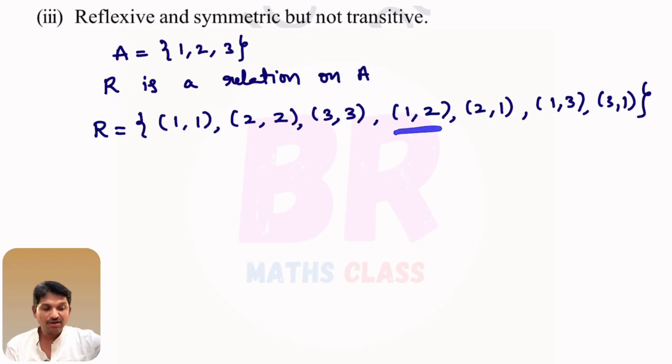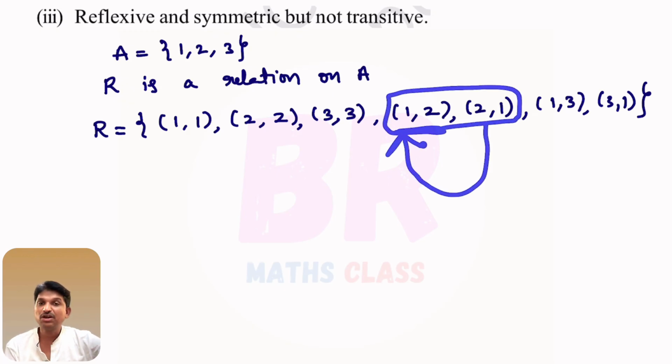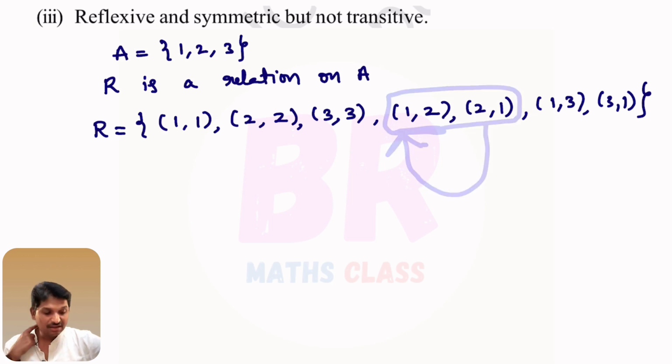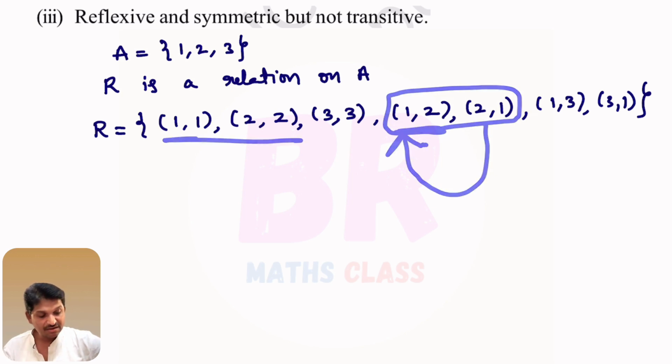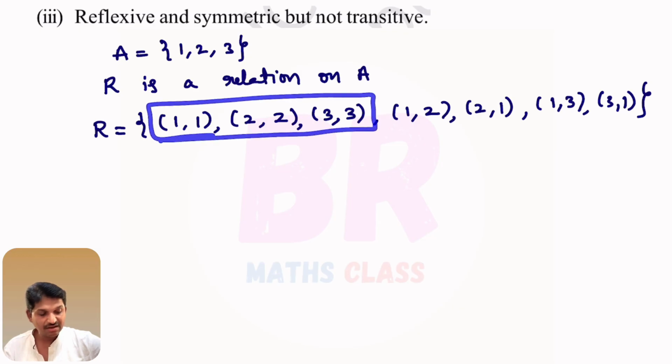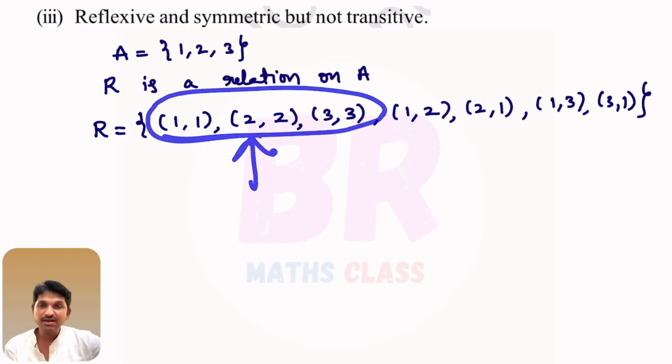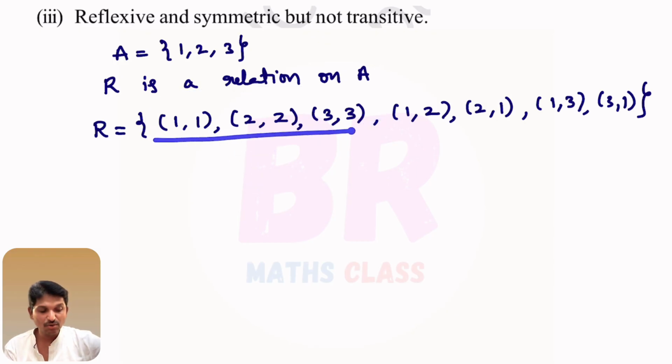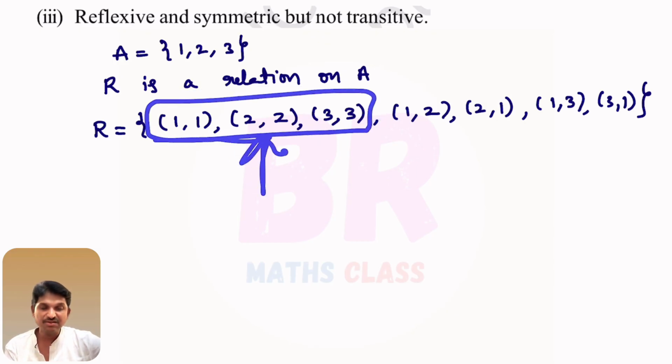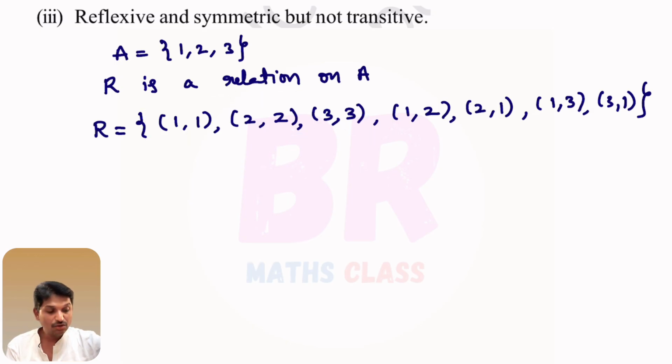If I take ordered pair 1 comma 2, 2 comma 1 also exists. If I take ordered pair 2 comma 1, ordered pair 1 comma 2 belongs to R. So this ordered pair satisfies the symmetric condition. See, these elements always satisfy the reflexive, symmetric, transitive conditions. No need to check. These are dummy elements, right? Now you look at here, 1 comma 3, 3 comma 1, both are there. So 100% this relation is reflexive, 100% this relation is symmetric.